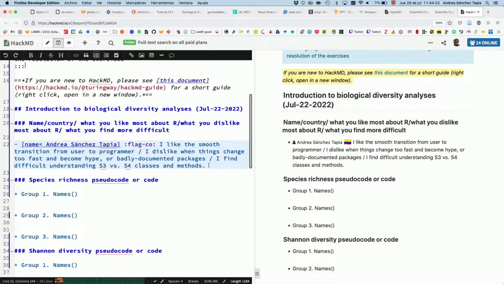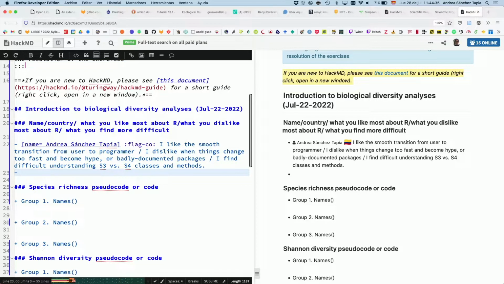I'm doing this also because we haven't met officially. I haven't talked with most of you after 1 week of class. So if you put your name, your country, what you like and don't like about R, and what you find most difficult in doing this, it would be awesome. So I get to know you a little bit more.